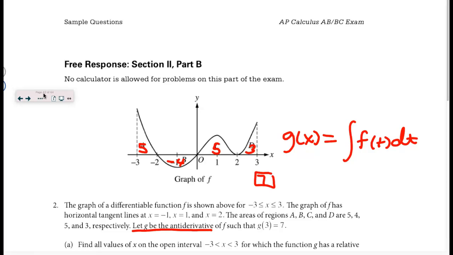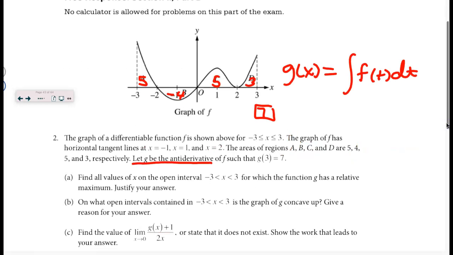It says find all values of x such that G has a maximum. What does that mean? If a function has a relative maximum, its derivative, so I'm writing that down, must do what? Change from what? Positive to negative. So I'm going to write G prime changes. I'm thinking it out so that my justification is actually going to be in front of my answer. I like to reverse those so that I think it out. So G prime changes from positive, and I'm just going to use plus to minus. You would write it out.